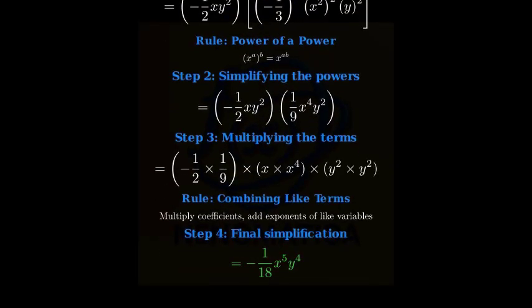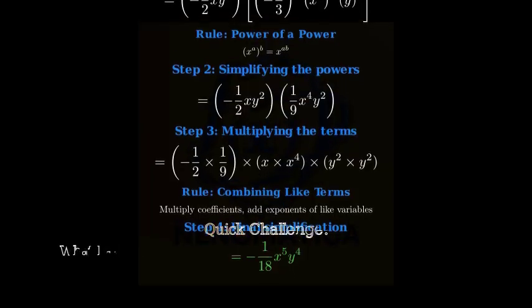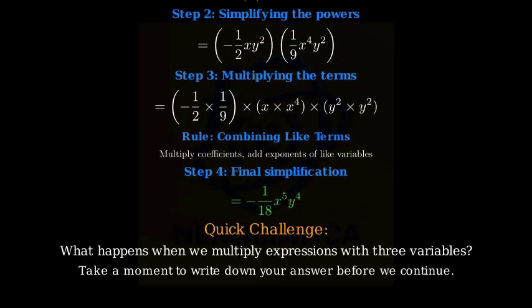Then we add the exponents of like variables. X to the 1st plus x to the 4th gives x to the 5th, and y squared plus y squared gives y to the 4th power. Quick challenge. What happens when we multiply expressions with 3 variables x, y, and z? Try the next example on your own before we continue.